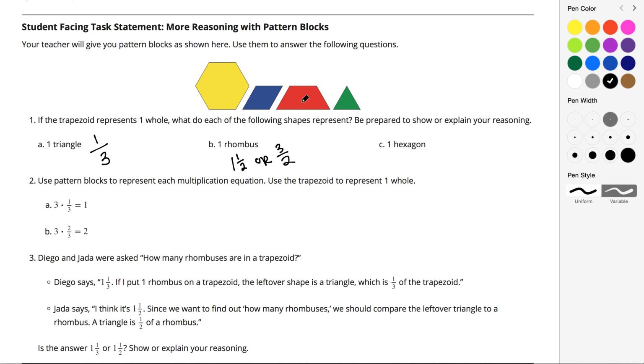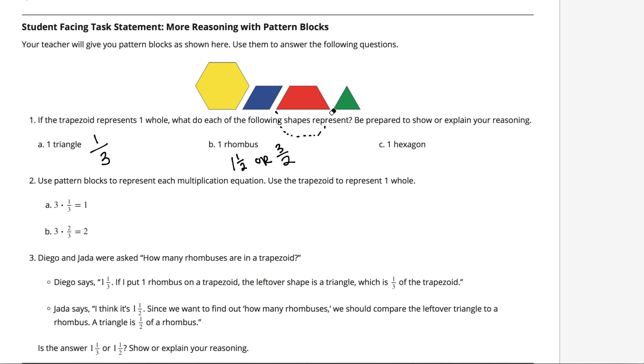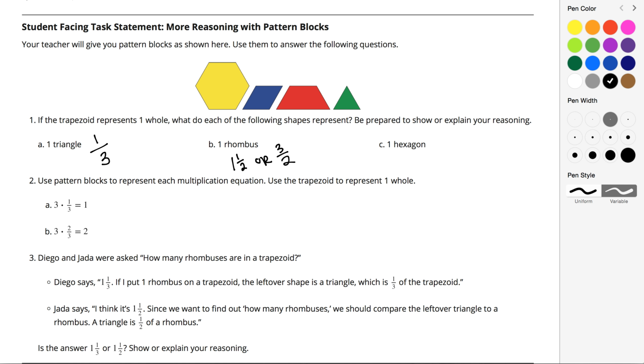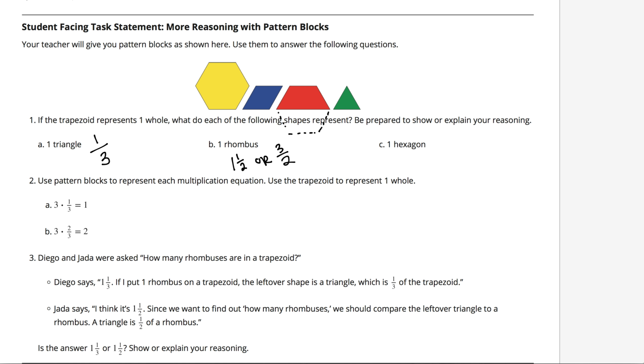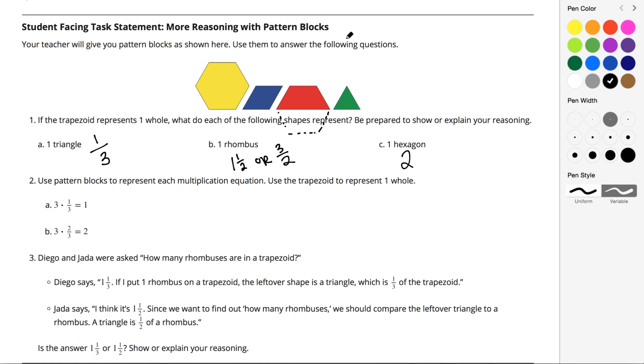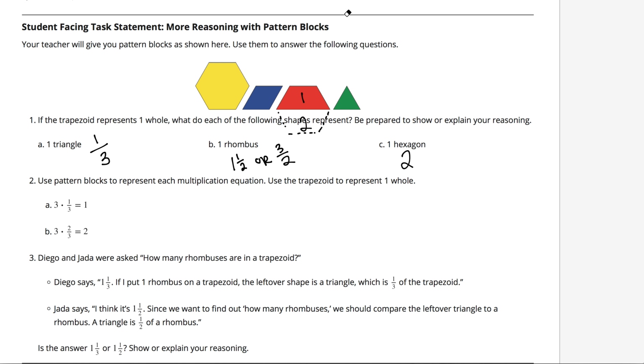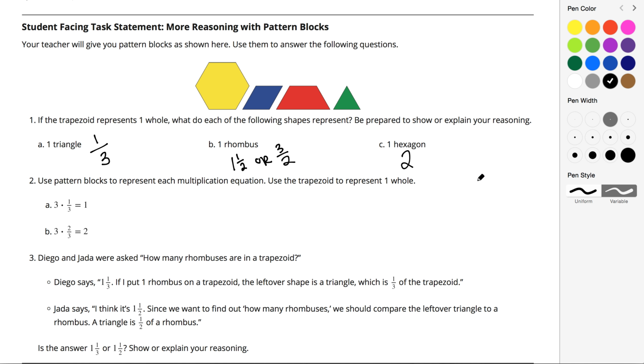And last, how many hexagons fit in here? Well, a hexagon doesn't fit at all. A hexagon would actually end up being bigger than the trapezoid. So that's going to tell us that the whole hexagon is actually going to be equal to 2, because I have 2 trapezoids in that hexagon. All right, so these are going to be the numbers that we use today. Let's see how they work for us.